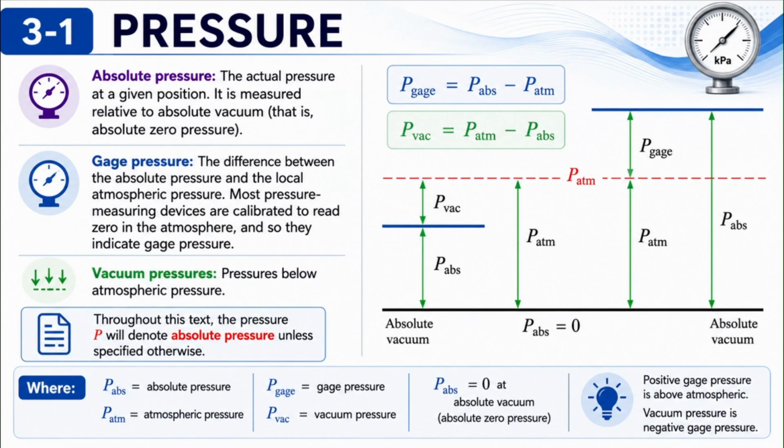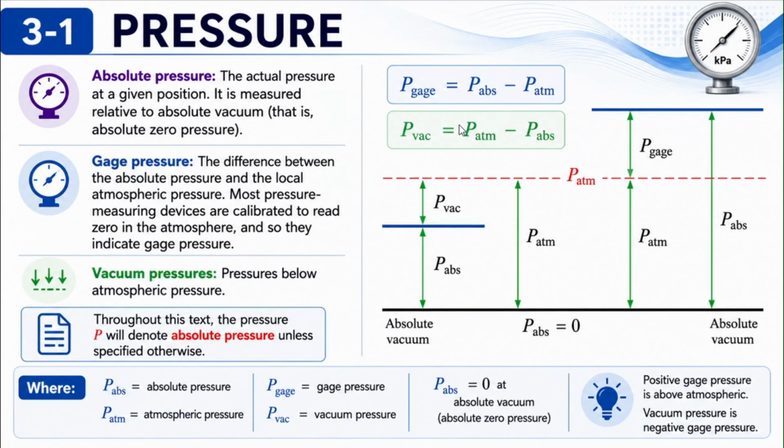So that means the next time you see a pressure gauge at 0, that's not actually equal to 0. That is the atmospheric pressure. Otherwise it is called absolute pressure, which includes the atmospheric pressure.